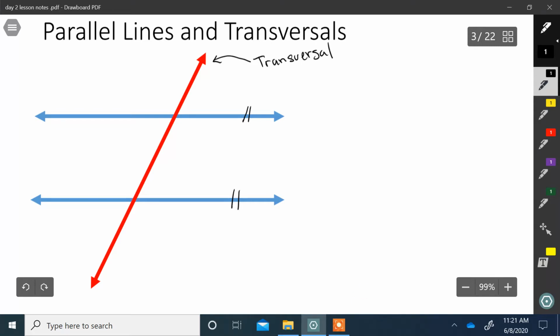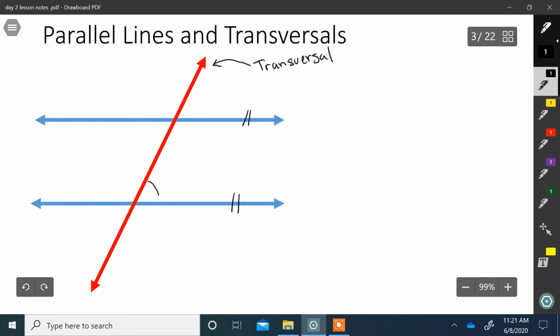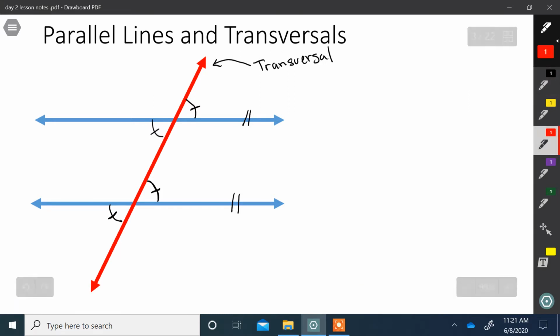Now this is very interesting because some properties are going to follow. The first property is going to be, if I have this angle here, this angle is going to be congruent to this angle. And we also know the vertical angles are also congruent. So as you can see, all those angles are congruent. That means that if this is 80, this will also be 80. And so will this right here. And so will this right here.